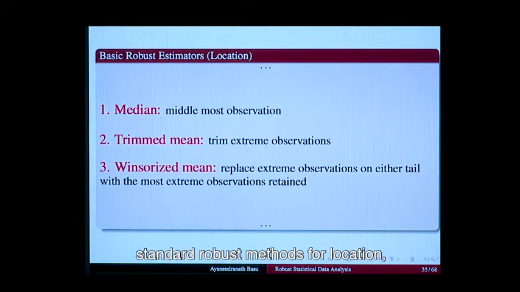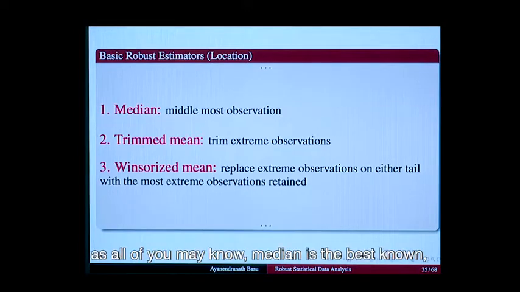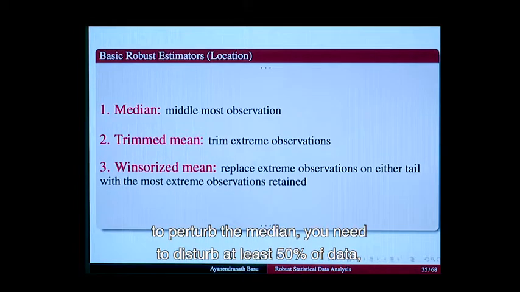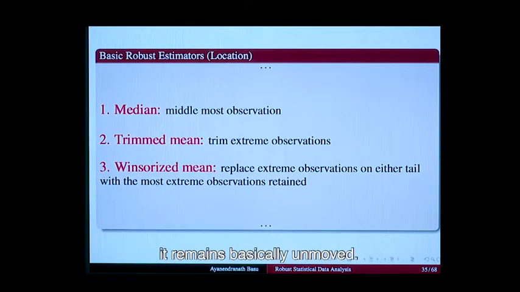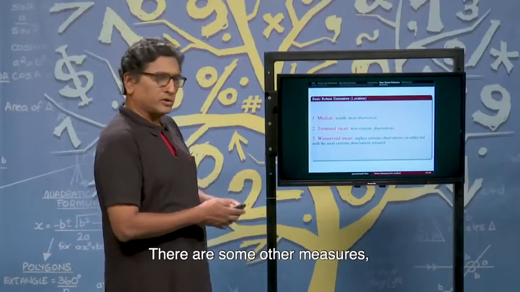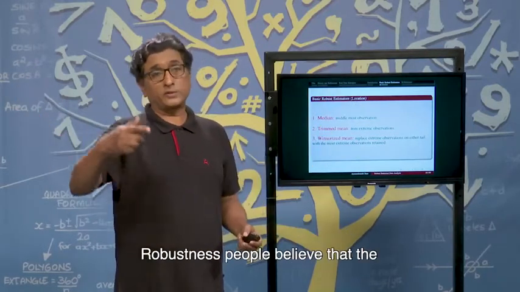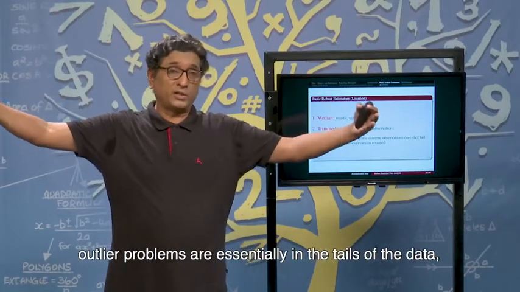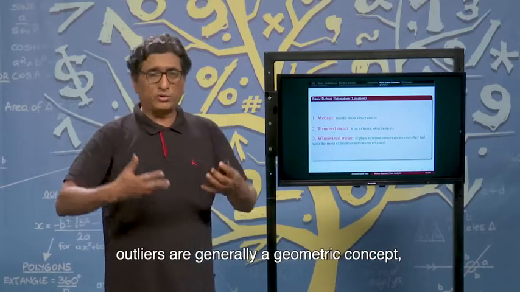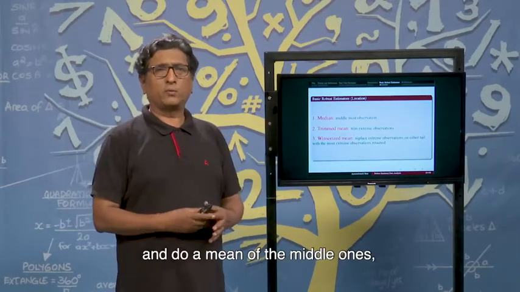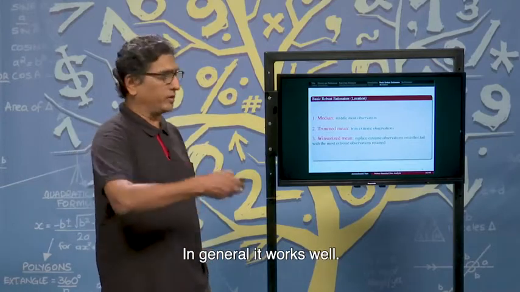Okay. Standard robust methods for location, as all of you may know, median is the best known because it is sitting at the center of the data. To perturb the median, you need to disturb at least 50% of data. Until then, it remains basically unmoved. There are some other measures like trimmed mean, for example, Winsorized mean. Trimmed mean throws away some observations on either tail. Robustness people believe that the outlier problems are essentially in the tails of the data. Outliers are generally a geometric concept in the tail of the data. So, we throw away the extreme observations and take the mean of the middle ones, then we are okay. In general, it works well.